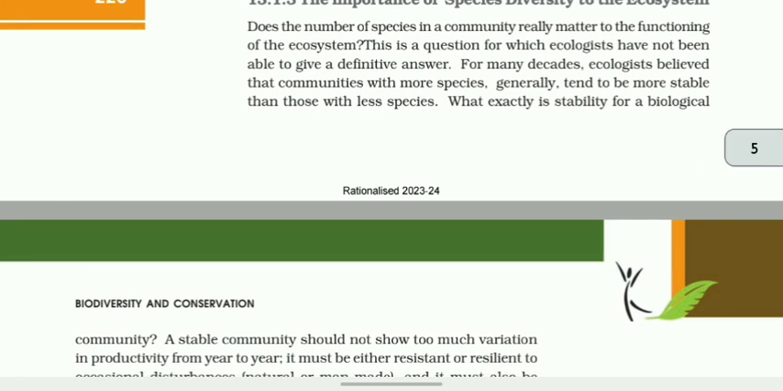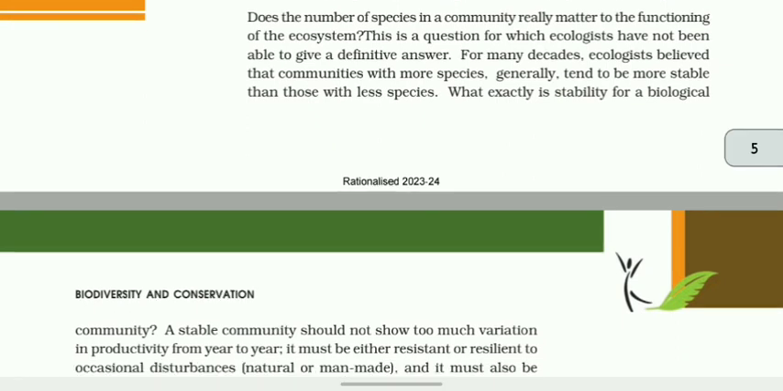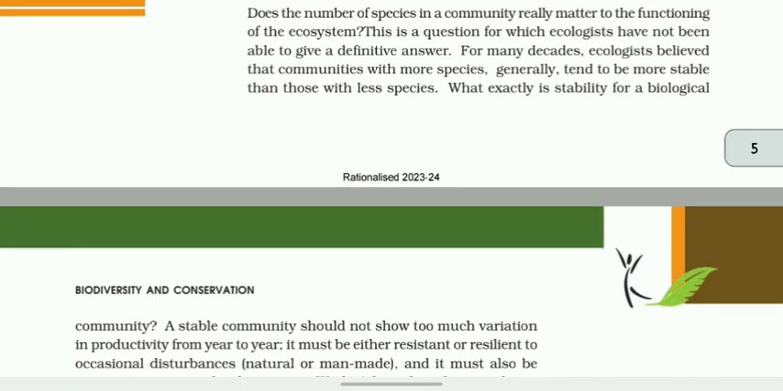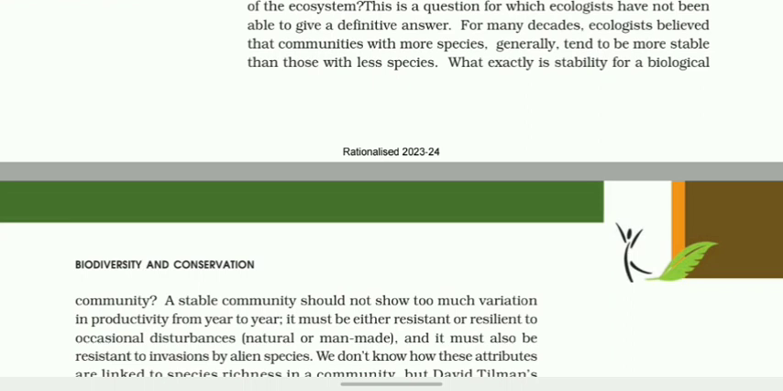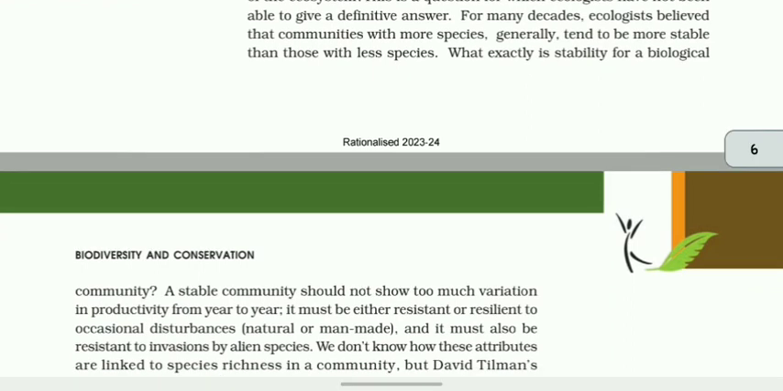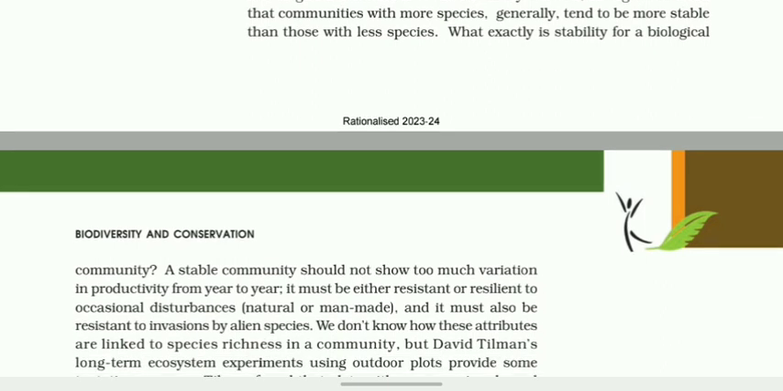The importance of species diversity to the ecosystem. Does the number of species in a community really matter to the functioning of the ecosystem? This is a question for which ecologists have not been able to give a definitive answer for many decades. Ecologists believe that communities with more species generally tend to be more stable than those with fewer species.